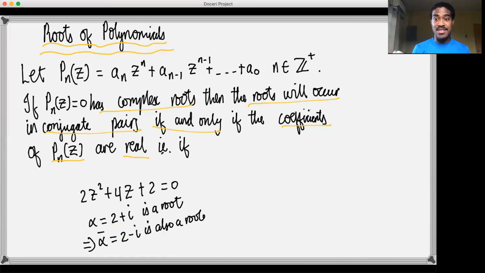And that rule is, if you have a polynomial that has a complex root, the roots occur in conjugate pairs, if and only if these coefficients here are real. If they're not real, then we cannot apply this rule here. If they're real, then we could go safely ahead and apply the rule that the roots occur in conjugate pairs.